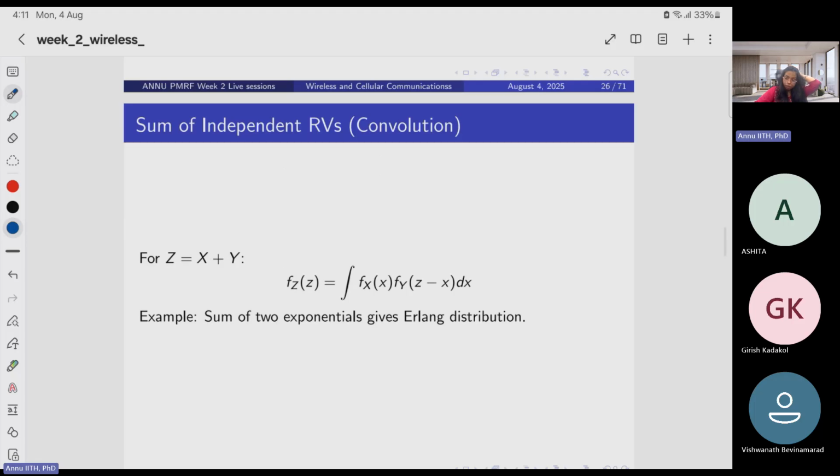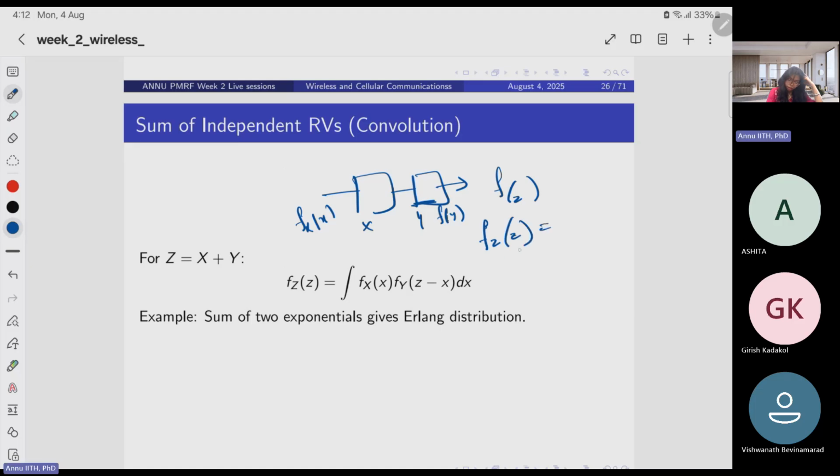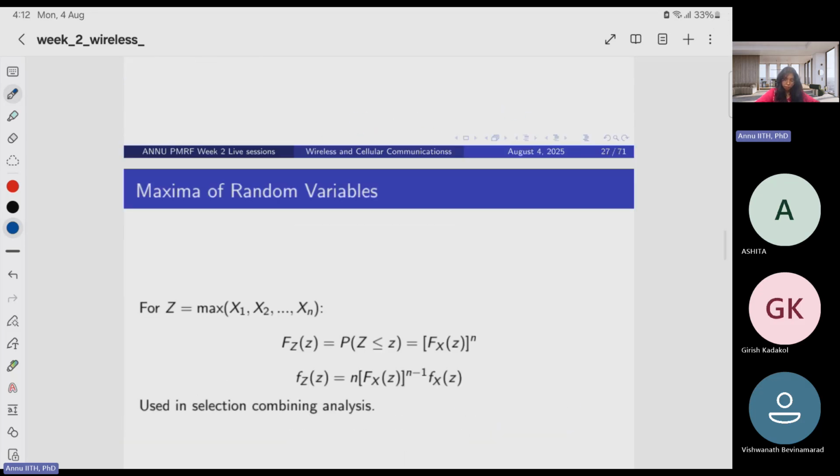For the sum of independent random variables, you can easily get the convolution when the variables are added in a cascaded manner. If we have distribution f of x and f of y, then f of z is f of x convolved with f of y. That is called linear convolution of random variables. The sum of two exponentials gives a non-exponential distribution.